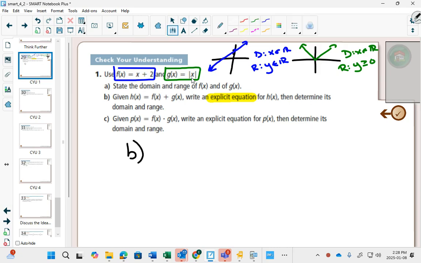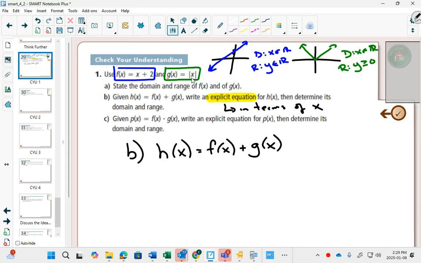This, which they gave us, most likely isn't the explicit equation, because it's very rare in a math question where they say, do something that we already did for you, but we're just not telling you. This isn't an explicit equation because it's in terms of f and g. An explicit equation is in terms of just x.